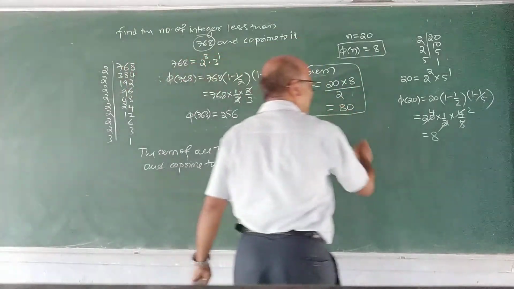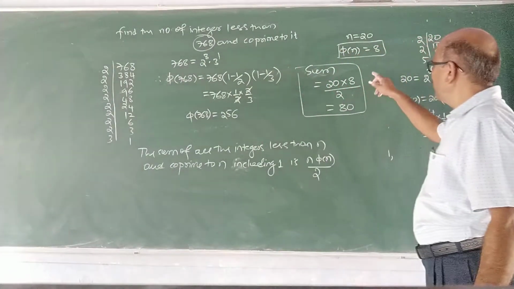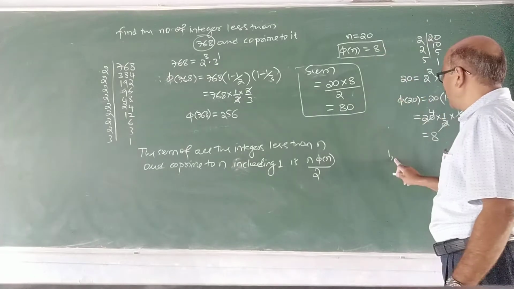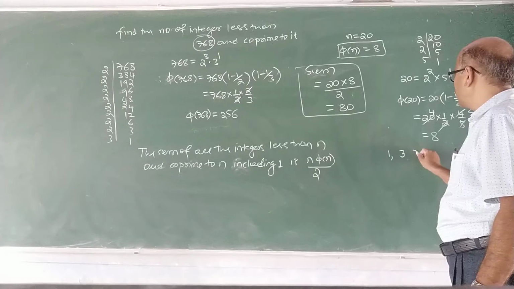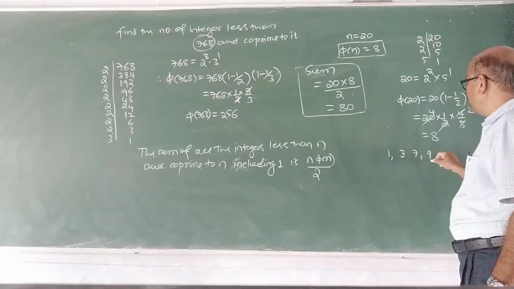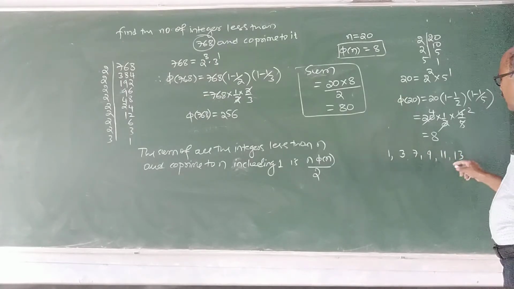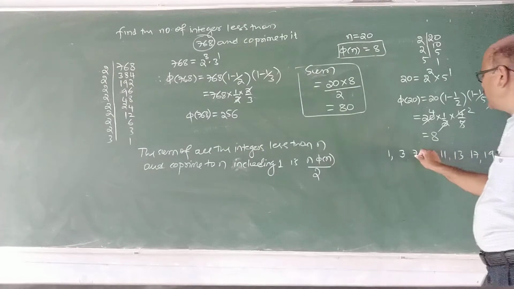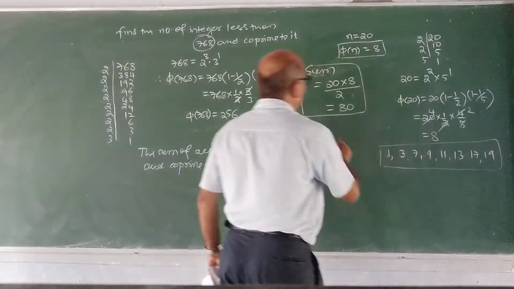I verify by direct verification. What are the integers less than 20 co-prime to 20? 8 are there, including 1. 1, 3, then 7, 9, 10 is not, 11, co-prime to 20, 11, 13, 15 is not prime, 16, 17 is relatively prime, 1, 2, 3, 4, 5, 6, 7, 8. Now take the sum of this. You should get how much? 80.